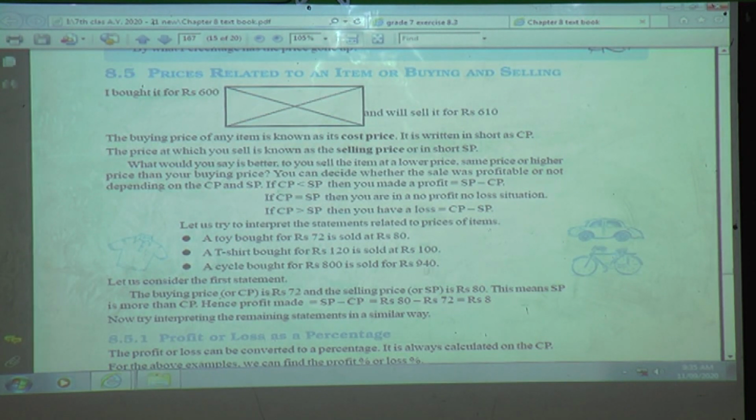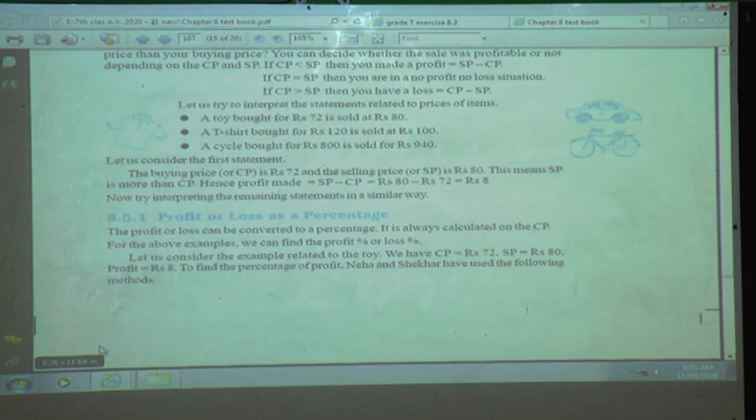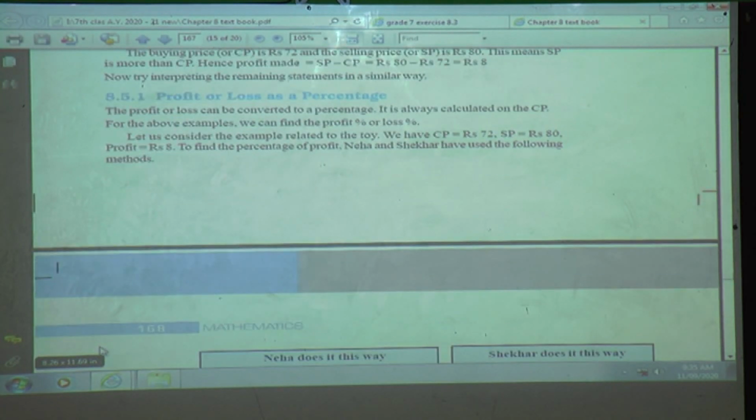So this was just to recall what is profit, what is the formula for profit, what is loss, what is the formula for loss. When there is no profit and no loss, it means the cost price and the selling price are both equal. Now we will see how to find the percentage of this. The profit or loss we had learned in the previous class, but in this chapter we are going to learn profit or loss as a percentage.